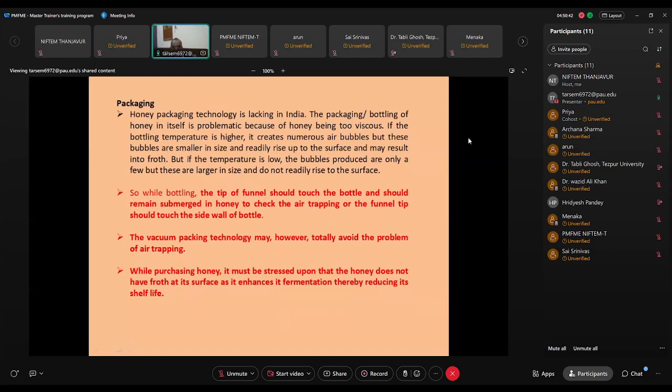So when we purchase honey, it must be stressed that the honey does not have froth at the surface, because if it is having some froth or foam type, that means some fermentation is taking place, which may reduce the shelf life of that produce.